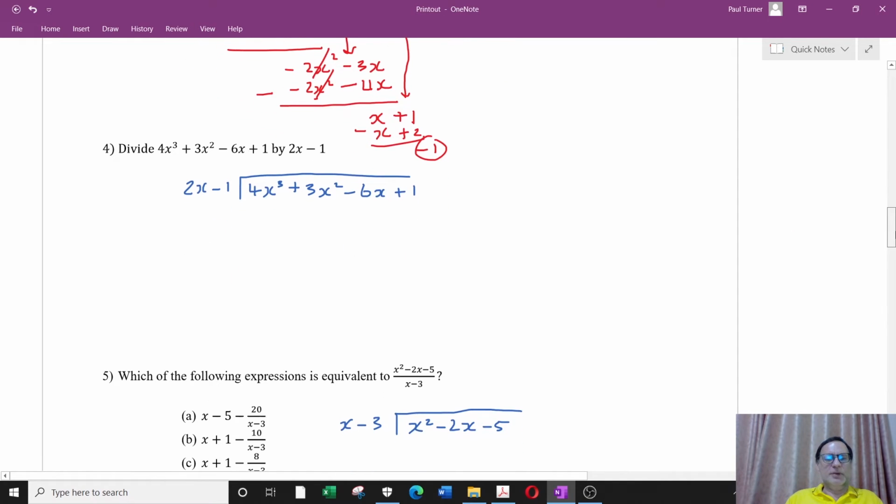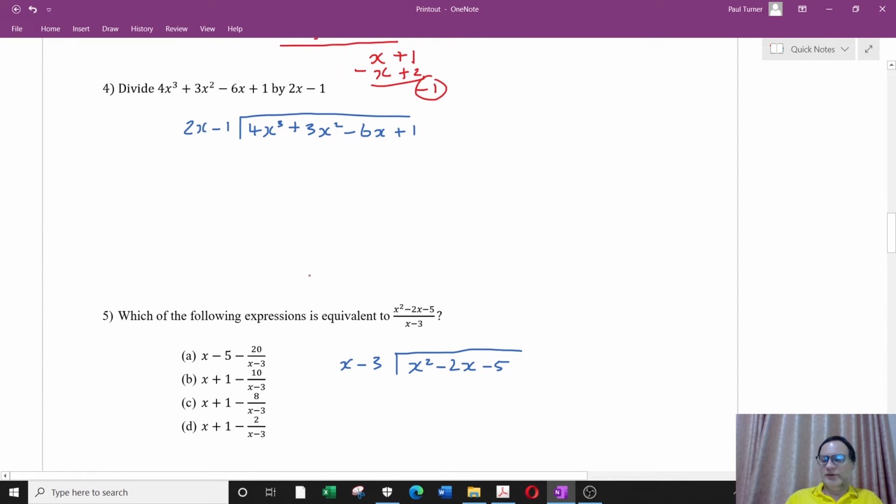Okay, so this one's going to be a bit more tricky. Okay, so we're going to end up with fractions in our dividend, and you'll see why in a minute. So we're going to divide 2x minus 1 into 4x cubed plus 3x squared minus 6x plus 1. So 2x into 4x cubed. So this is going to have to be 2x squared. 2x squared times 2x will be 4x cubed, which is good because they're the same. So 2x squared times negative 1, negative 2x squared. Okay, now we subtract 4 minus 4, 0, gone, good. 3 minus negative 2 is 5x squared.